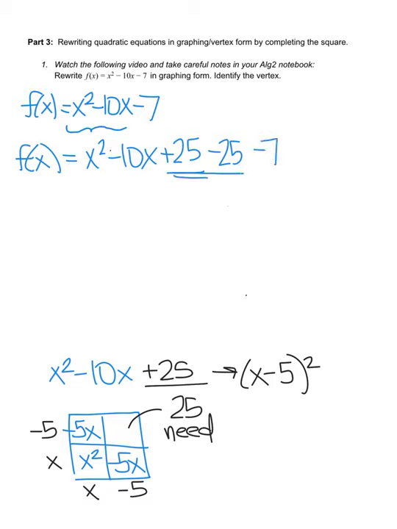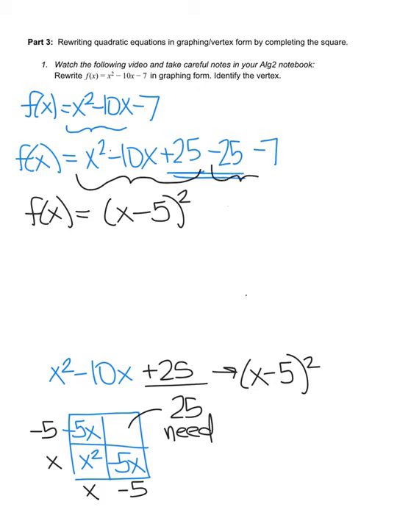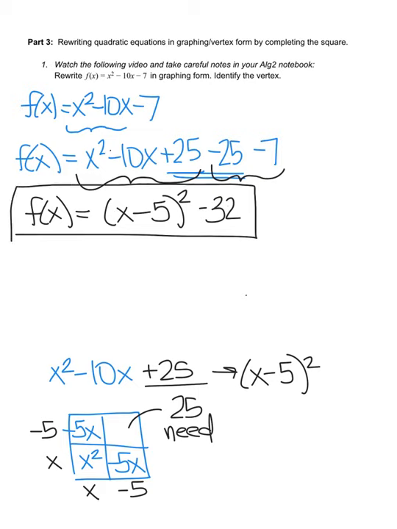So notice this is what we've done to the equation. And what that's allowed us to do, now we have x squared minus 10x plus 25. So that first part that's now a complete square, I can rewrite as x minus 5 squared as the product. And then I just need to combine the minus 25 and the minus 7, and I get minus 32. So here, I now have my equation in graphing or vertex form.